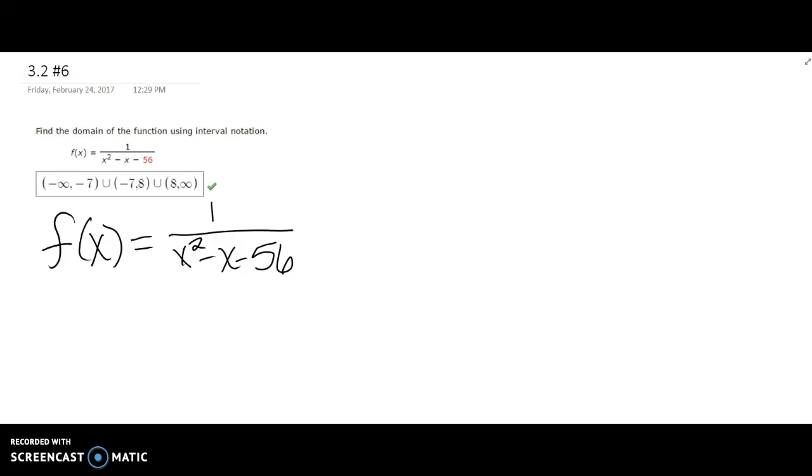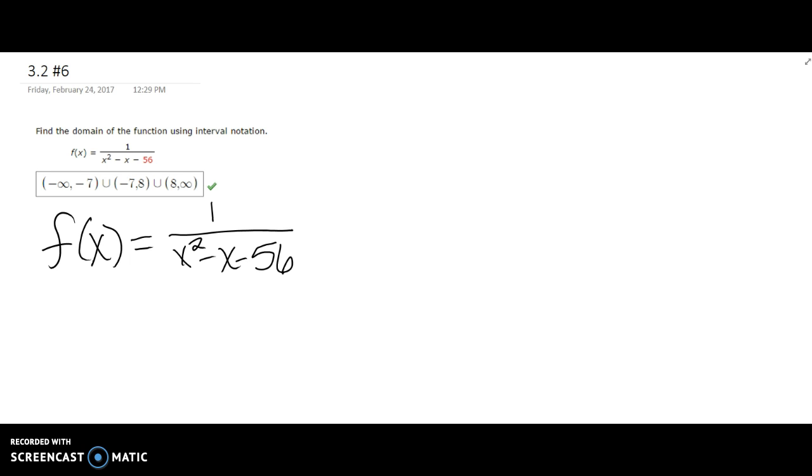In this problem, we're trying to find the domain and we are given a function. Recall that domain is any input value that will make the function true. So input values are your x values. So we're looking at our x values in this particular function.